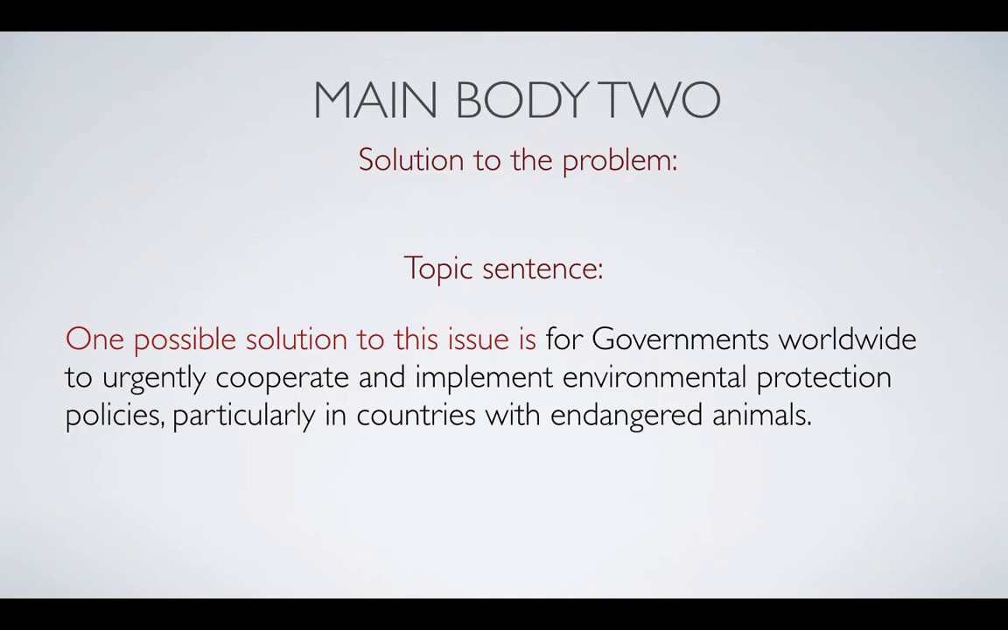Now we're going to take a look at main body 2, and this is going to be about the solution to the problem. So again, I start with a topic sentence. Now I outline the possible solution. So one possible solution to this issue is for governments worldwide to urgently cooperate and implement environmental protection policies, particularly in countries of endangered animals. It's a little bit of a longer topic sentence, but I'm trying to be very specific here.